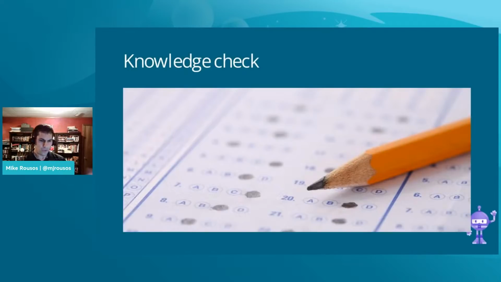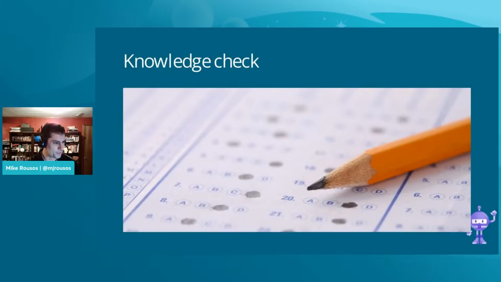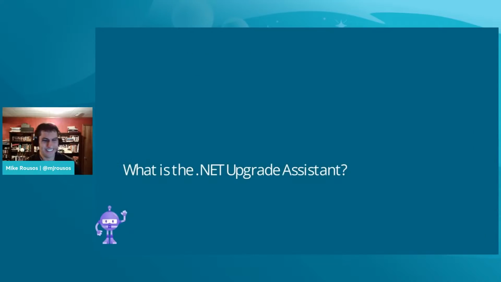Okay, so before we, let's see what's next here. Okay, so the next item, I'm not sure why we're up to a knowledge check. We're supposed to talk about what is Upgrade Assistant. So the next unit here, unit 4 out of 6 in this Learn module, is all about understanding what the .NET Upgrade Assistant is.